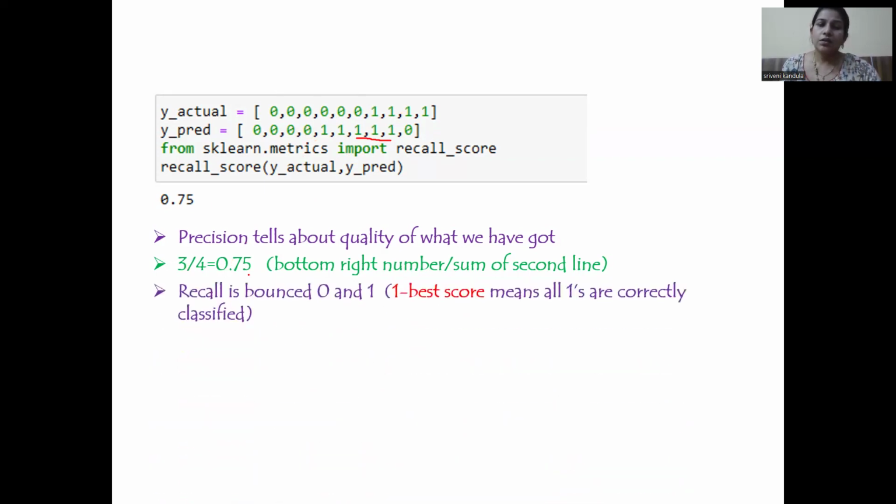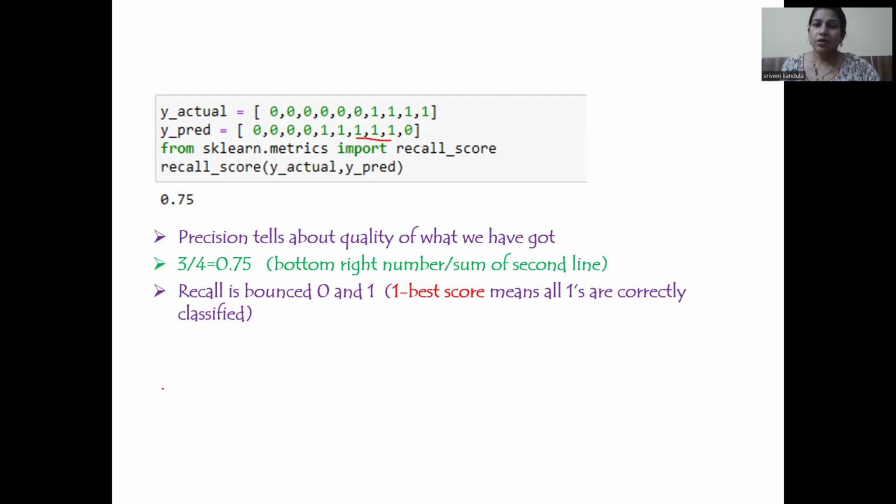Recall is always bounded between 0 and 1, and 1 gives us the best score. That means all are correctly classified, which means 100% accuracy. That we will never achieve in any model. If you achieve it, that will be overfitting. So the value ranges between 0 and 1.